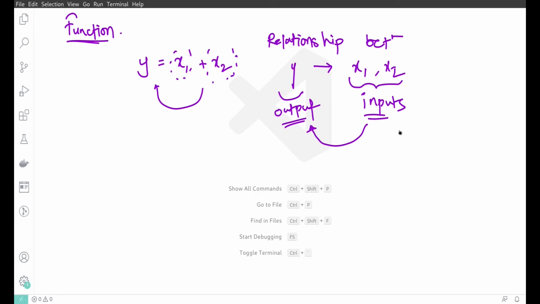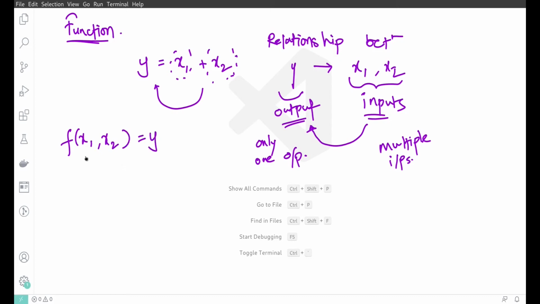Ideally there can be multiple inputs but only one output. Multiple inputs, it can be 1, it can be 2, n number of inputs. So as the relationship, we can write f of x1 and x2 equals y, and this f of x1 and x2 is nothing but x1 plus x2.